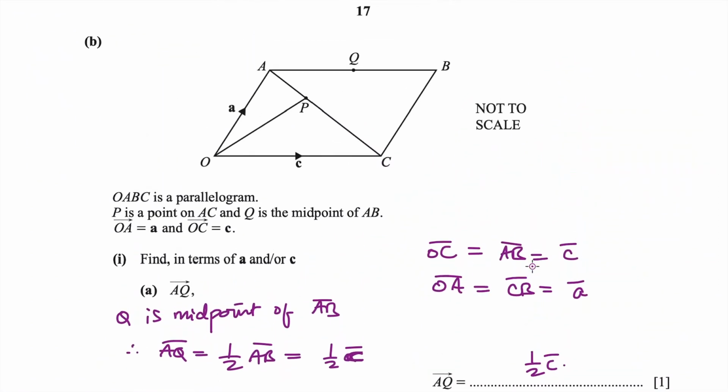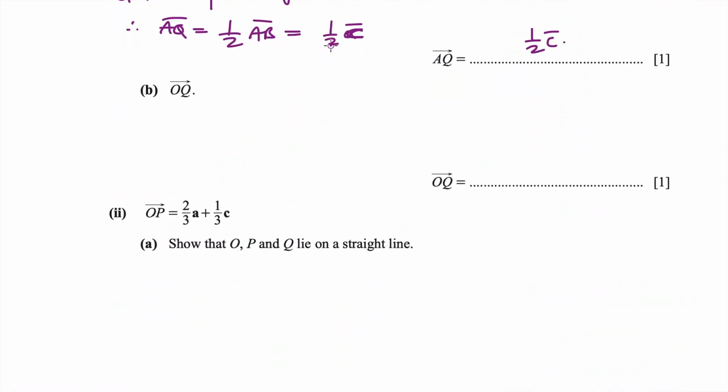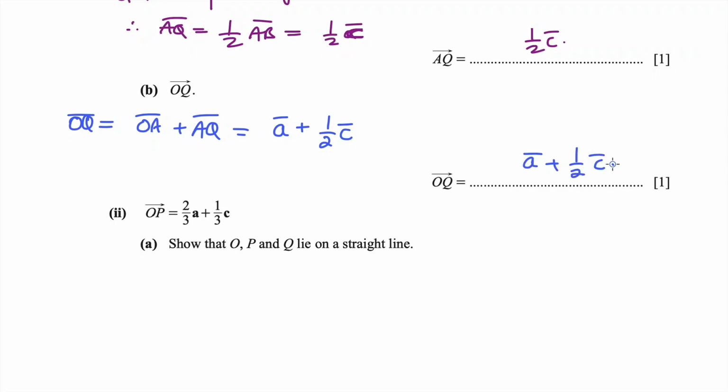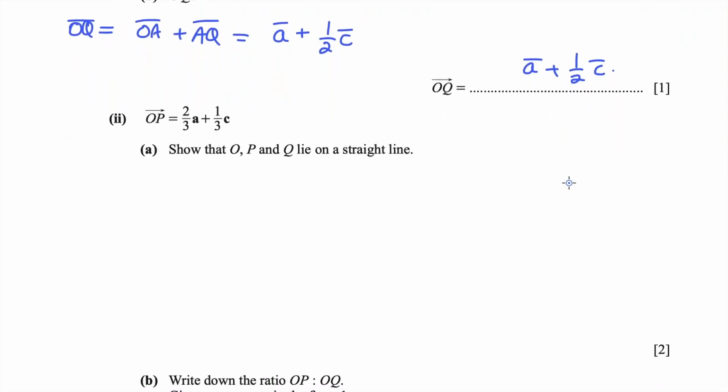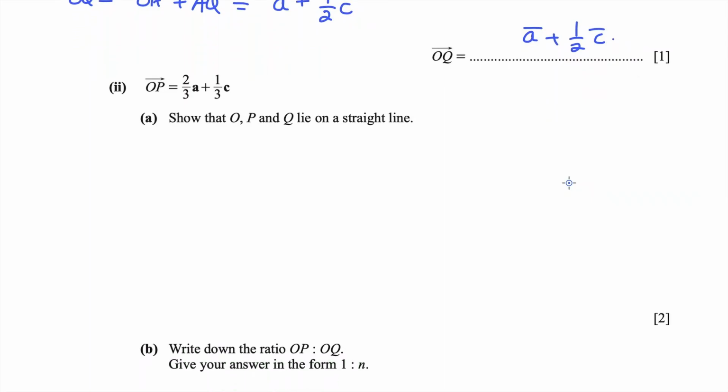Now we want OQ. We have already known what AQ is, so we can start at O and we can go to Q. So this is the path that we will take. OQ bar is equal to OA bar plus AQ bar, and OA bar is a bar, AQ bar is half c bar. So OQ bar is a bar plus half into c bar. Okay, this is also straightforward. Now OP bar is given to be 2 by 3 a bar plus 1 by 3 c bar.